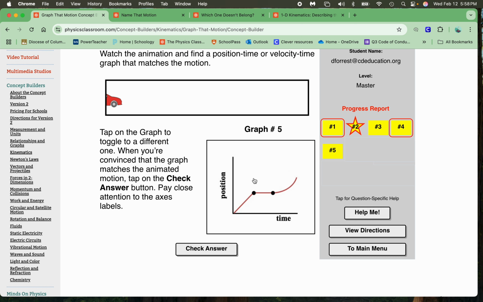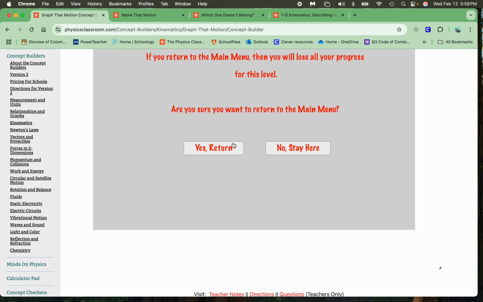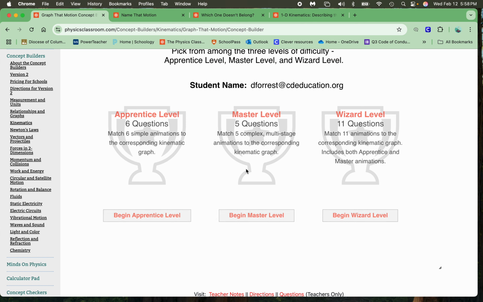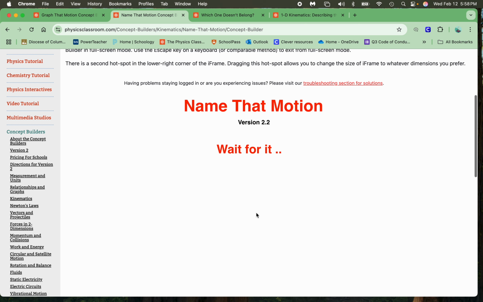And they just keep toggling through. Okay, so we're going to go back to the main menu for that one. Sure. And again, you need to complete this and this. The next concept builder is graph that or name that motion. So this deals with verbal descriptions.